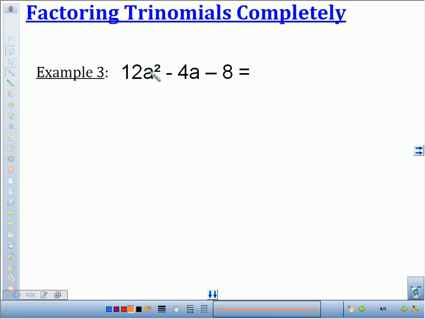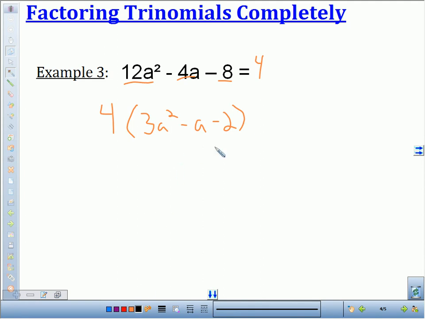I have 12a squared minus 4a minus 8. And again, since I'm factoring, the first thing I want to do is see if there's a greatest common factor. So I look at 12a squared, 4a, and 8, and I say, well, I can factor out a 4 from each of those. So I do have a greatest common factor of 4. Now when I factor out a 4, I'm left with 3a squared minus a minus 2.